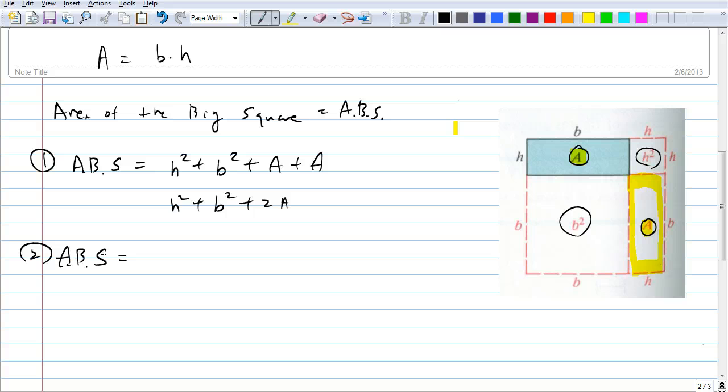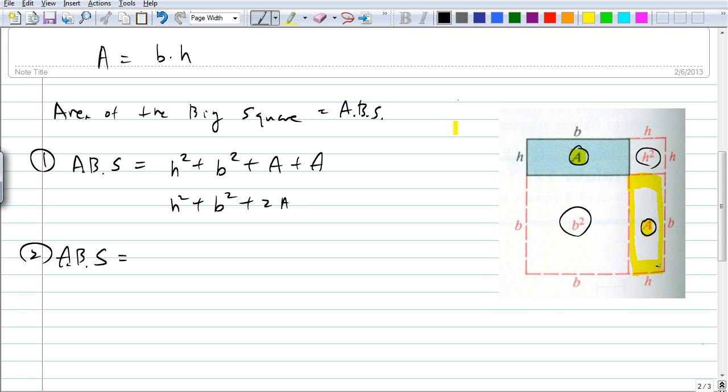It can also be 2 times b times h. That's what I have right now. No, Austin, 2bh. No, the second one is h squared. Okay, so that's not correct. What's the question here? First of all, Austin, do you understand where I got h squared plus b squared plus 2a? You got that? Now, there's another way of representing the area of this big square.